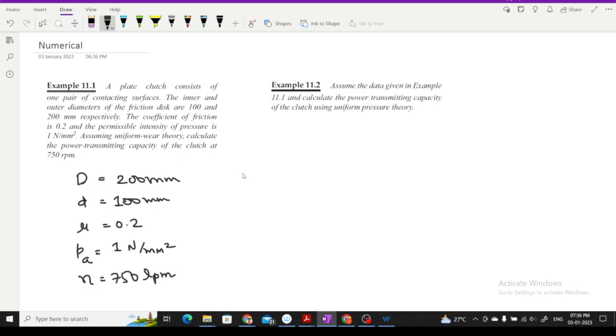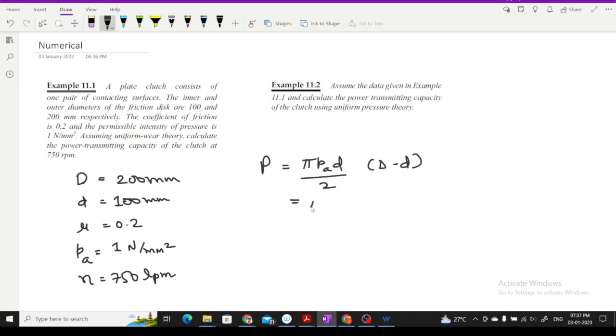So can anyone tell which equation you are going to use to calculate this force? We have derived all these equations, right? Just now. Yes, sir. So which equation are you going to use here? Pi into p into D, capital D minus small d by 2. Yeah, correct. So this will give you this force.